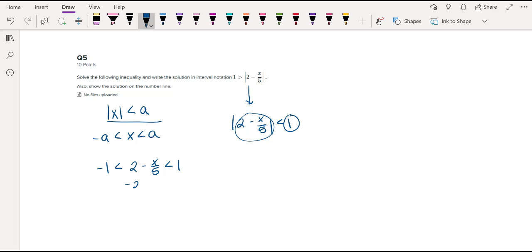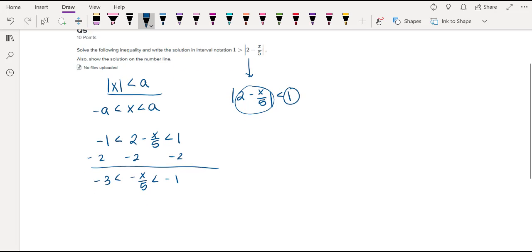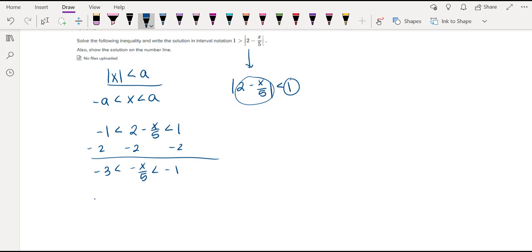So we can subtract 2 from each part of our inequality. So minus 3 less than negative x over 5 less than negative 1. Now we can multiply everything by 5. So negative 15 is less than x is less than 5. Oops, that's a negative x right there. So we want to make it say positive x.